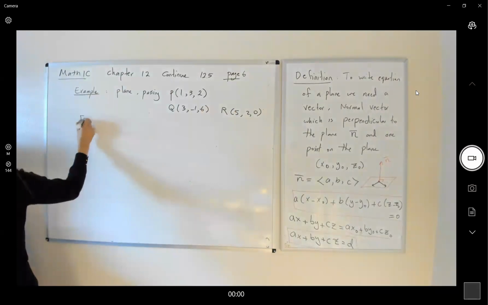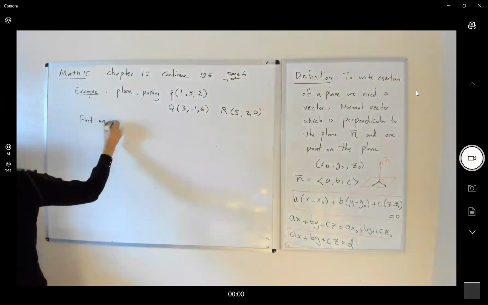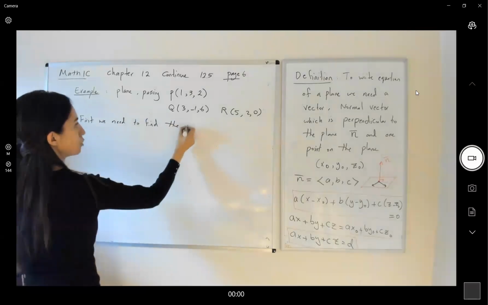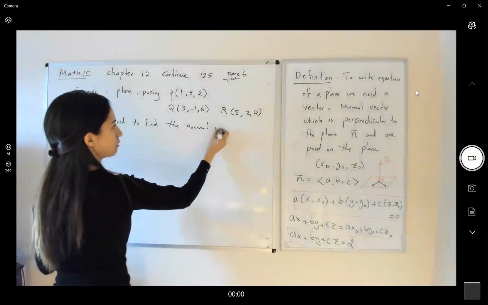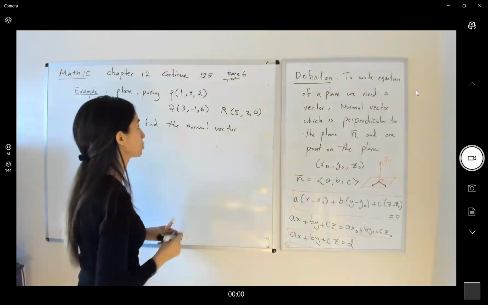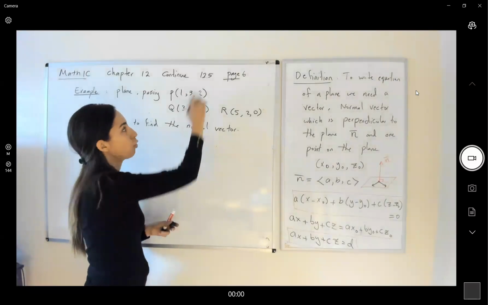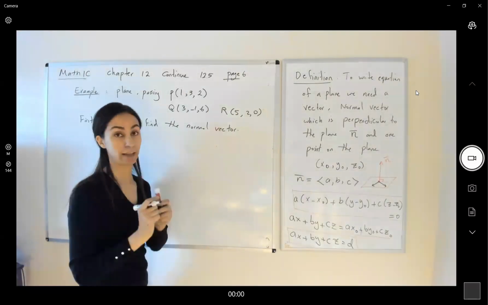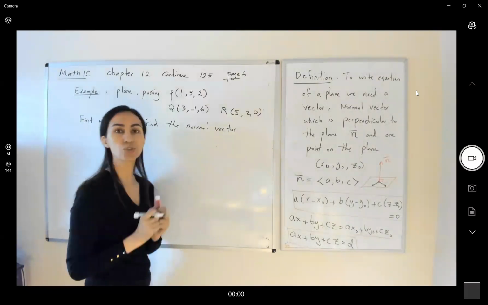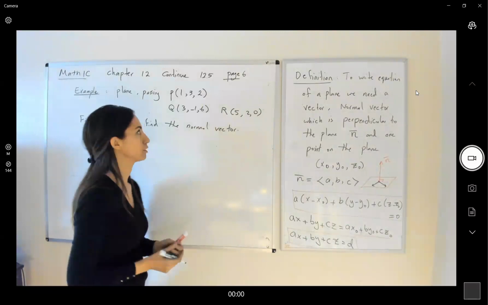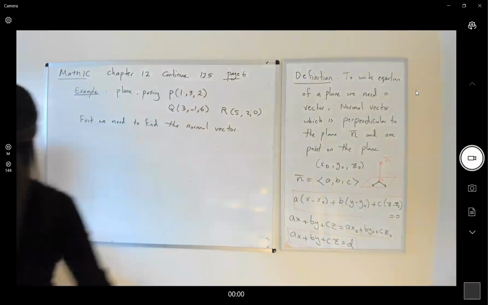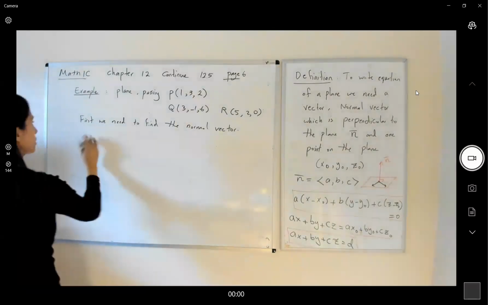So first, we need to find the normal vector. How are you going to do that? You're going to connect these points to form two vectors and find the cross product between them. You can take any two pairs, that's absolutely fine. Here, you can take, for example, PQ and PR.